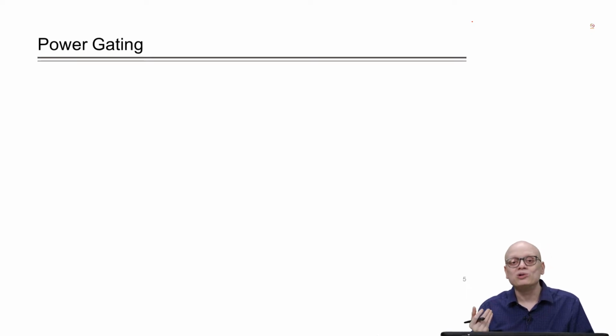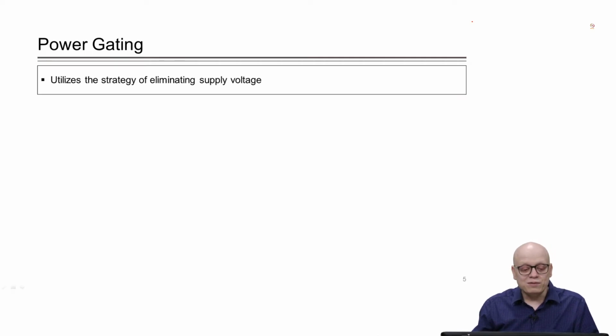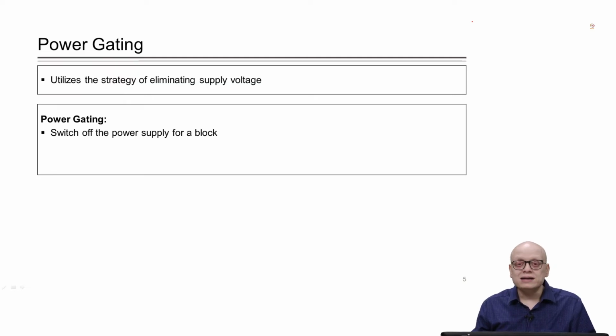If we can make the supply voltage 0, meaning that we are disconnecting the power supply, that is what is being achieved by power gating. Power gating utilizes the strategy of eliminating the power supply voltage, meaning making VDD 0. So, power gating basically switches off the power supply for a block. Suppose there is a circuit; in our circuit there will be multiple blocks.